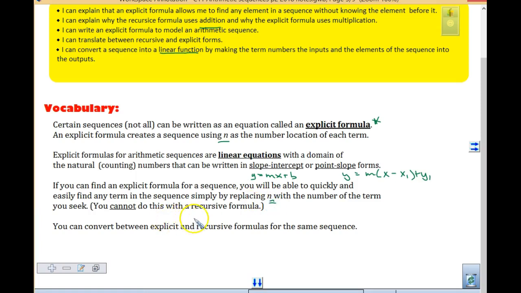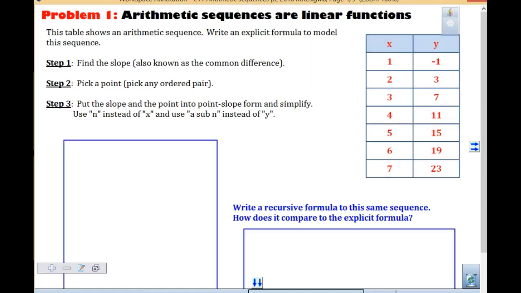You cannot do that with recursive. With recursive, you have to find them in order. You have to find the first one, then the second, and the third, because you're always using the previous term. So explicit is really nice if I want to find the 50th term or the 70th term. You should be able to convert between explicit and recursive formulas for any sequence when we look at it.